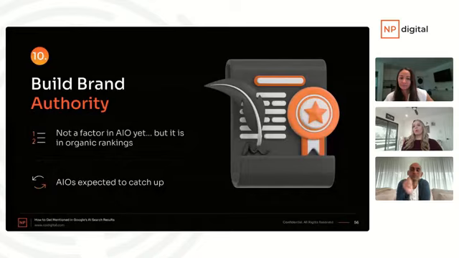Right now, brand authority isn't an official ranking factor in how AI overviews select their sources, but that's likely to change in the future. And we already know it plays a key role in organic rankings. As AIOs evolve, they'll need stronger signals of trust and credibility. So that's why it's smart to start building brand authority today through consistent, high quality content, mentions across reputable sites, and showing clear expertise. Building brand authority can take some time, but it's always going to be an important factor in both your traditional search and your AIOs.